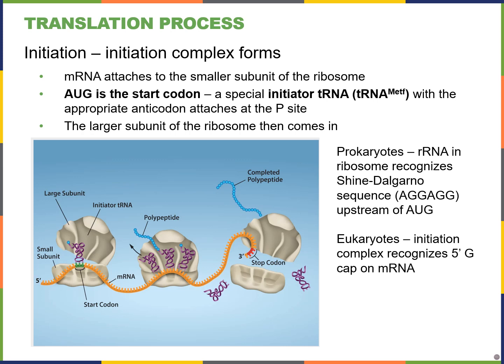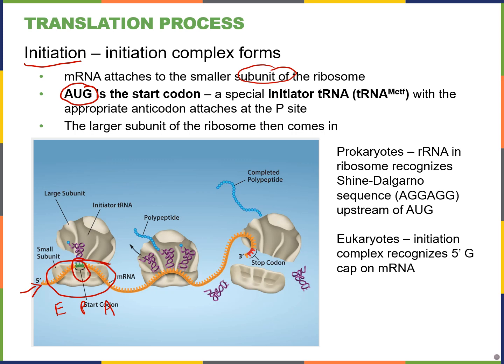Let's start with initiation. What happens is the initiation complex will form. The messenger RNA is located here, and the first thing that happens is the small subunit of the ribosome will bind to the messenger RNA. How does it know where to bind? It's going to look for the start codon, AUG, and it's going to center that in the P site. Remember, the sites were E, P, and A. So the P site is where AUG will be found.